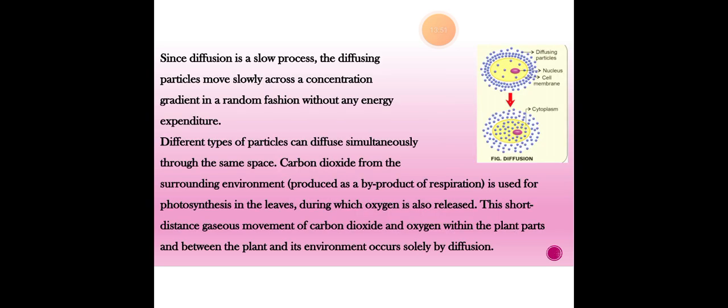Since diffusion is a slow process, the diffusing particles move slowly across a concentration gradient in a random fashion without any energy expenditure. Different types of particles can diffuse simultaneously through the same space. Carbon dioxide from the surrounding environment, and that produced as a byproduct of respiration, is used for photosynthesis in the leaves, during which oxygen is also released. The short-distance gaseous movement of carbon dioxide and oxygen within the plant parts and between the plant and its environment occurs solely by diffusion as well.